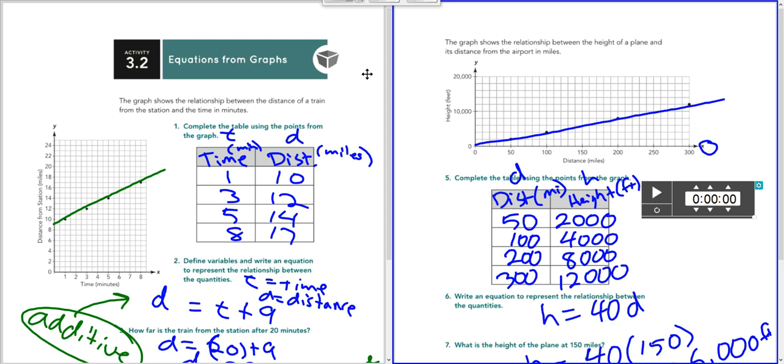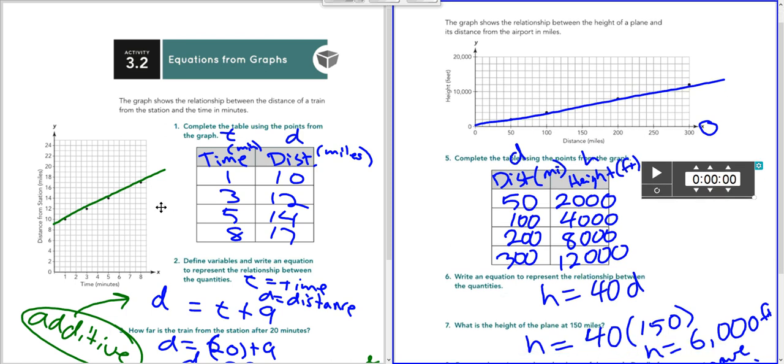All right, this video is part 2, writing equations from tables and graphs. Today we're specifically looking at how to write equations from graphs. So we're going to start here on page 198.